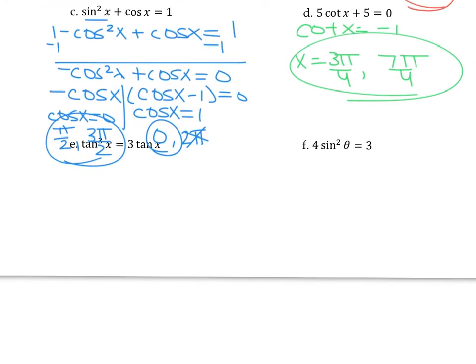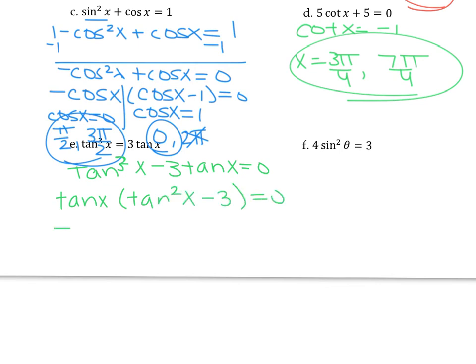Letter E, I would subtract 3 tan of x. I'm going to take out a tan. So I'm left with tan squared minus 3 equals 0. So here, split up my factors. Tan of x equals 0. And now I have tan squared x equals 3. So tan of x equals plus or minus square root of 3.